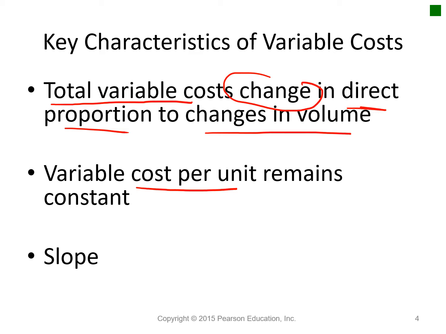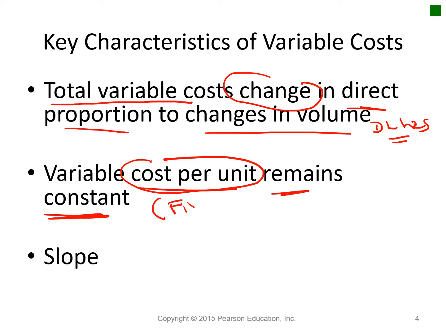So in other words, let's just use an easy one, direct labor hours. If you have wage earners and they work more direct labor hours, that's your volume, you're going to have to pay them more money. You can make a note: direct labor hours would be a good example of total variable cost. In terms of a cost per unit, notice the rule says they remain constant. So in other words, they are fixed.